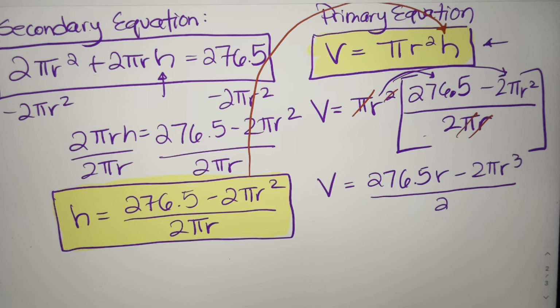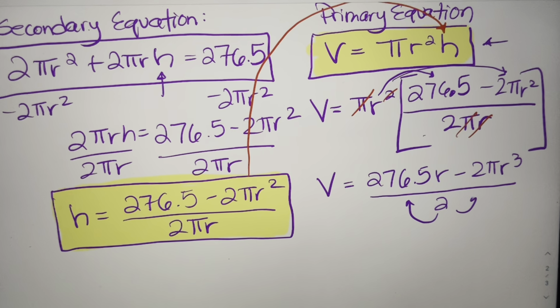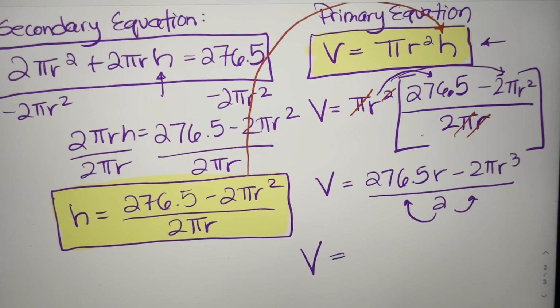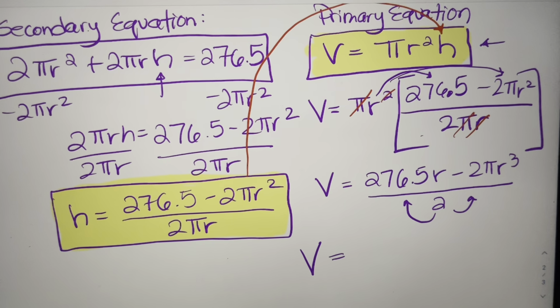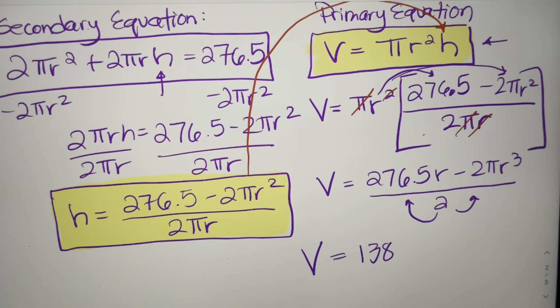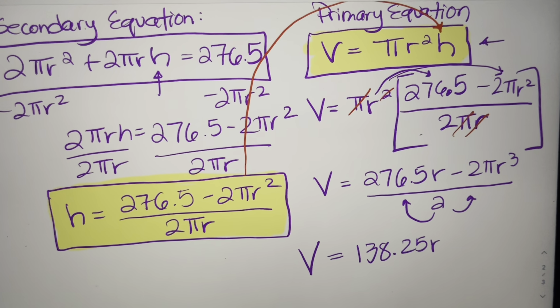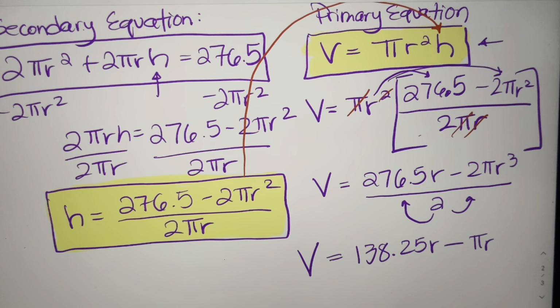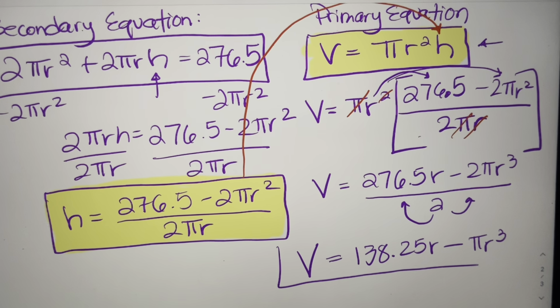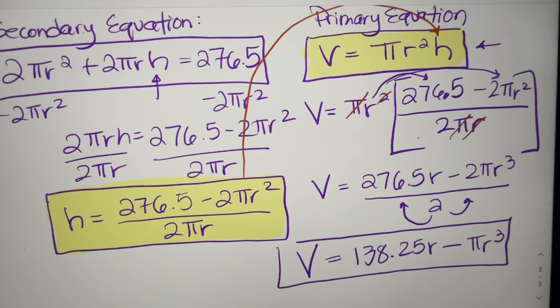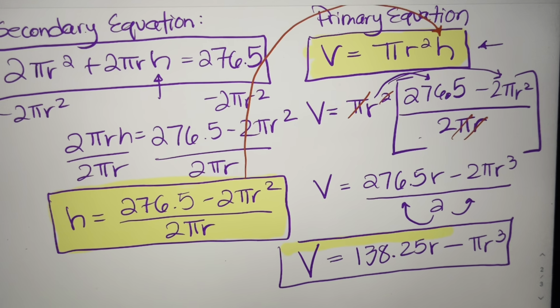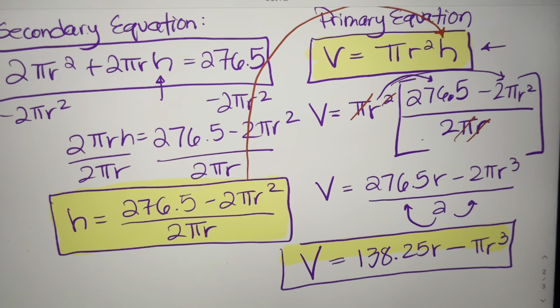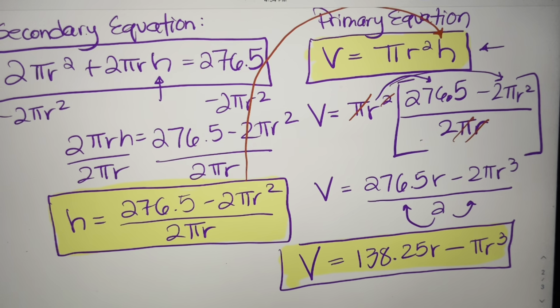Using our ideas from algebra, we know this single denominator can divide into both of these to give us 276.5 divided by 2, which is 138.25 r minus, if I divide 2 into 2 pi r cubed, I get pi r cubed. What have I done here? I have successfully written volume in terms of one variable, and that variable is r.